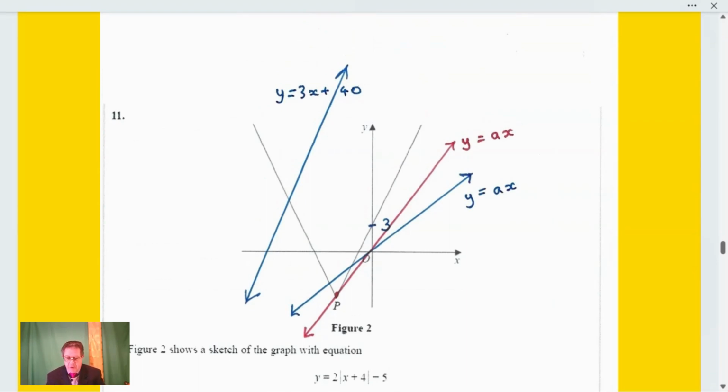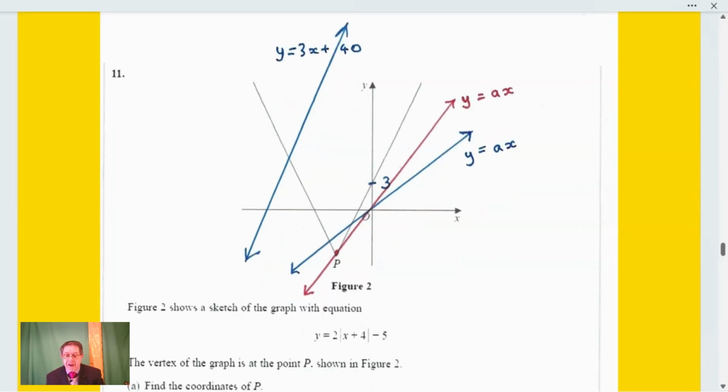If a was 2, y equals ax would be parallel to this line and would not meet it. So a is not 2. If a was greater than 2, then definitely the line would meet the modulus graph once only over on the right-hand side. So a is greater than 2 is a possibility here. If a becomes less than 2, then initially the line will miss the vertex entirely. It will go below P and there'll be no solutions.